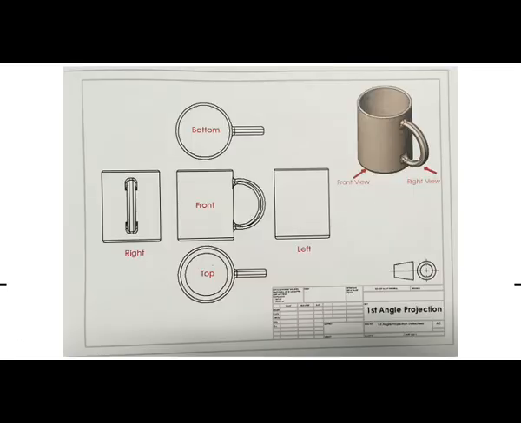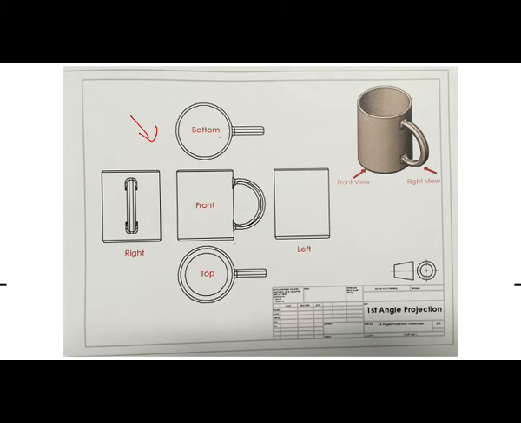So this is the drawing sheet, and this is the table. In the table there is always some angle shown, which is the first angle projection. We have to understand that this is the first angle projection. This is the right side, but in the image the left side is here, and the bottom side and top side are there. By recognizing this picture we can understand whether this is first angle projection or third angle projection.